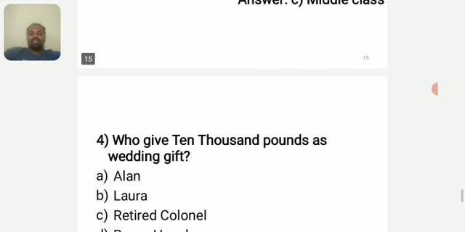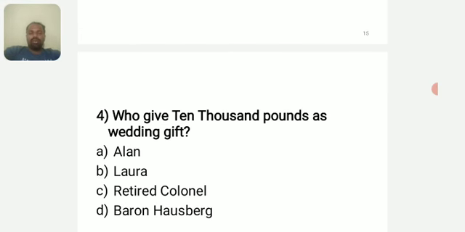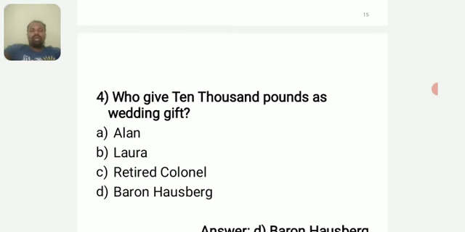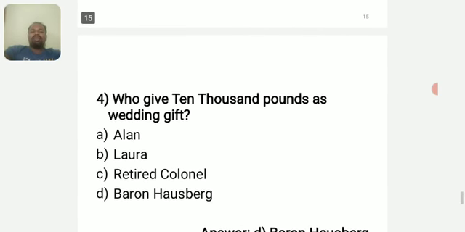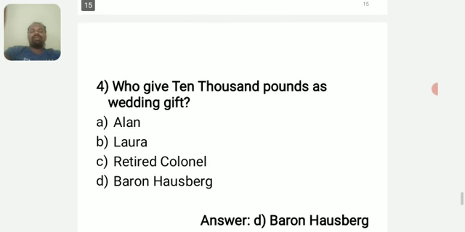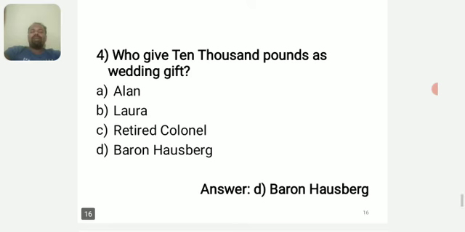And here goes your fourth question. Who gives 10,000 pounds as a wedding gift? Option A, Alan. Option B, Laura. Option C, retired colonel. Option D, Baron Hausberg. And the right answer is Baron Hausberg.